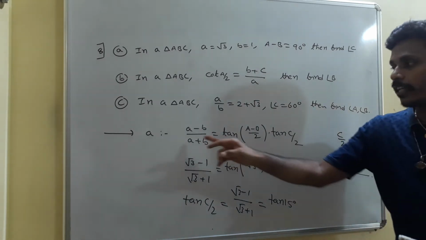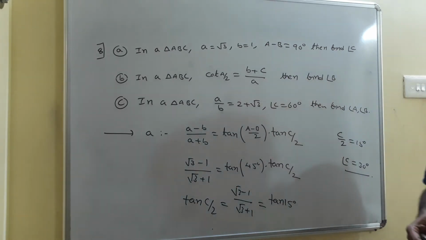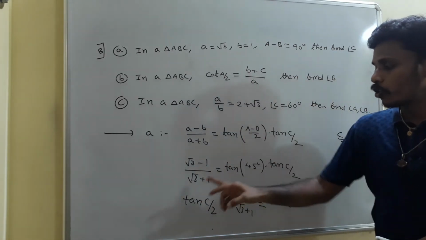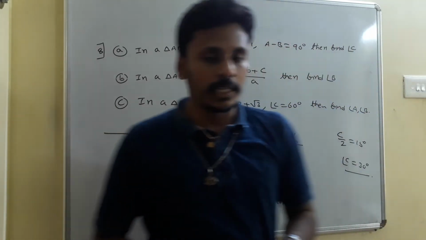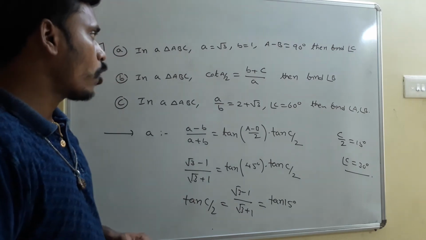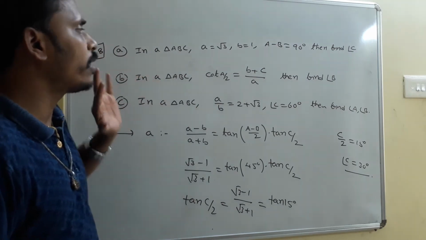So this is the tangent rule. a minus b by a plus b is equal to tan of (A minus B) by 2 into tan C by 2, as we mentioned. Replace all these things here. So this is tan 15 is equal to tan C by 2 and angle C is 30 degrees, and that's the first problem. Okay. And then similarly using the tangent rule only we can prove the b and c also.